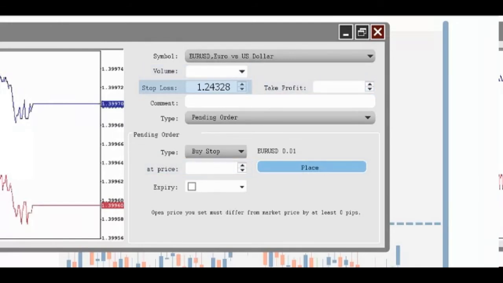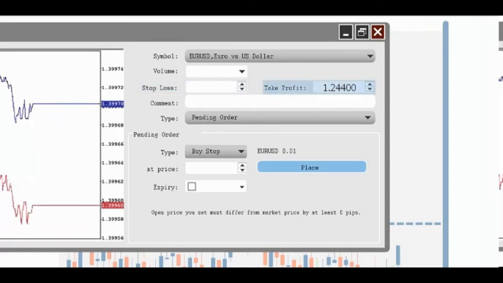A stop loss prevents you from losing all your money. If a trade goes against you, for example, you buy and the price of the currency pair starts to go down, a stop loss order will automatically close your trade so that you do not lose too much money.